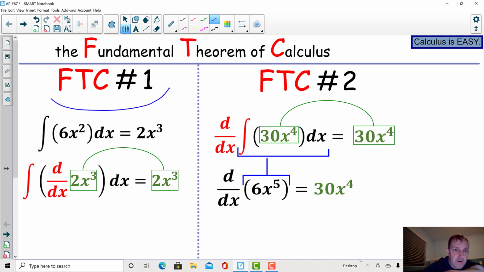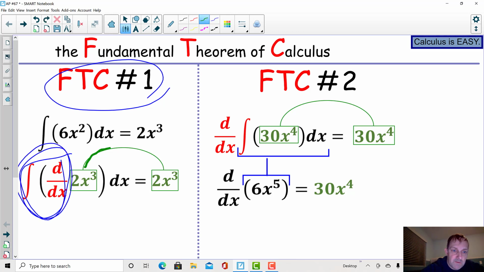And the fundamental theorem of calculus says that the integral and the derivative kind of cancel each other out. So your answer is going to be whatever's left inside here, and so that's going to be 2x to the third.